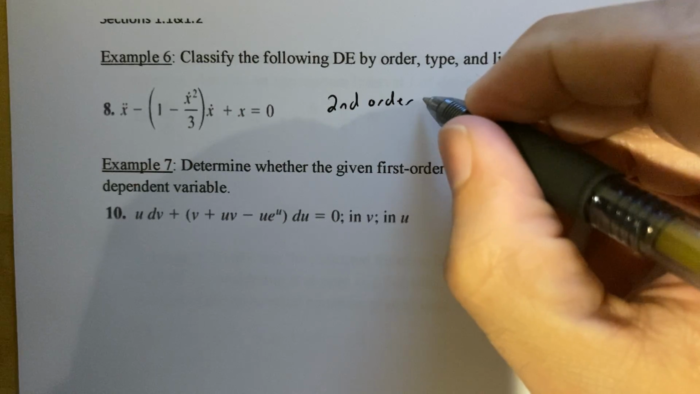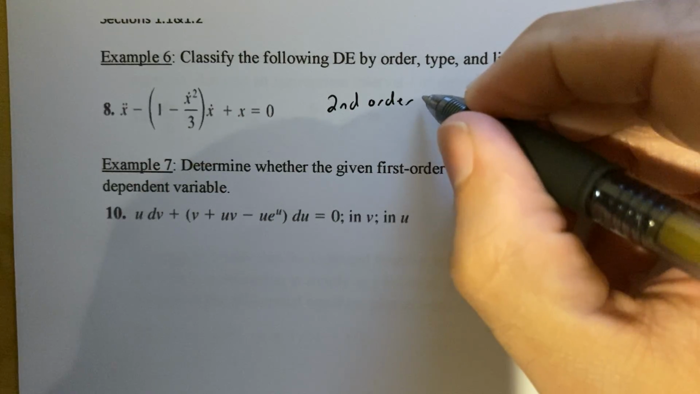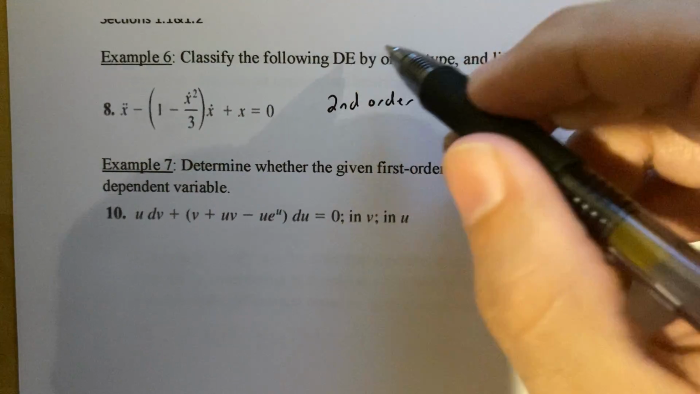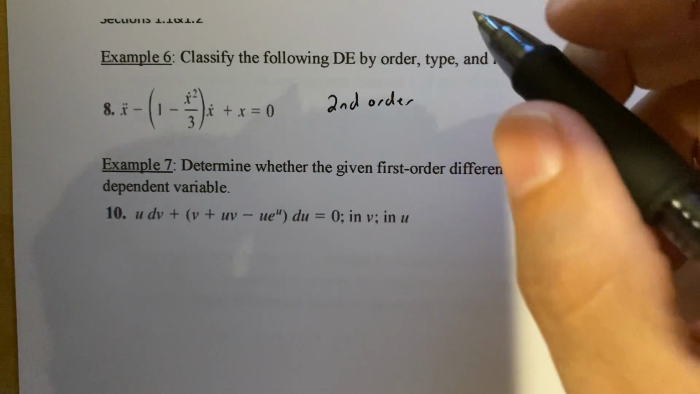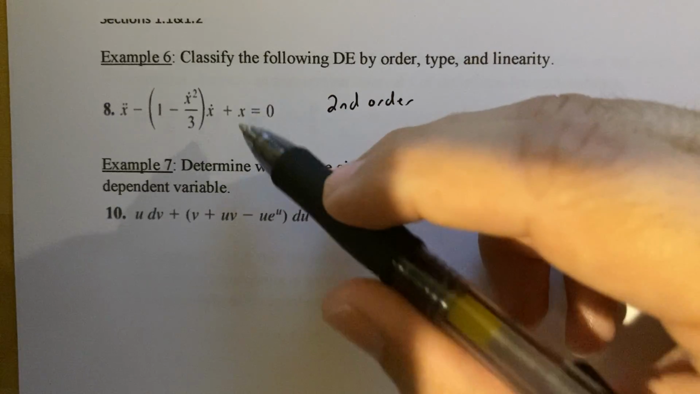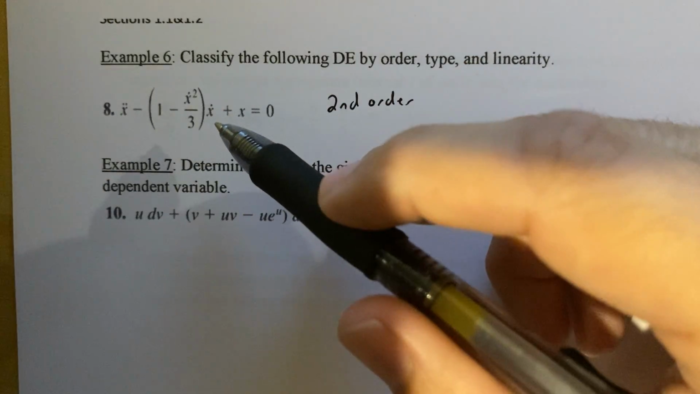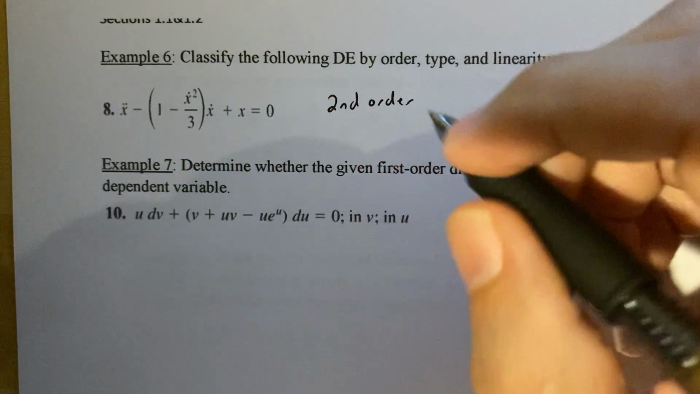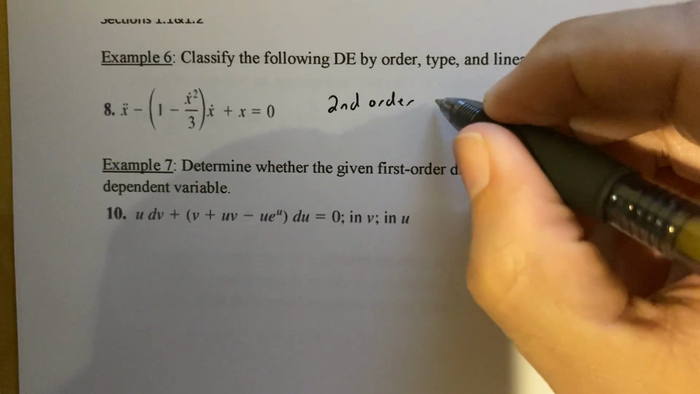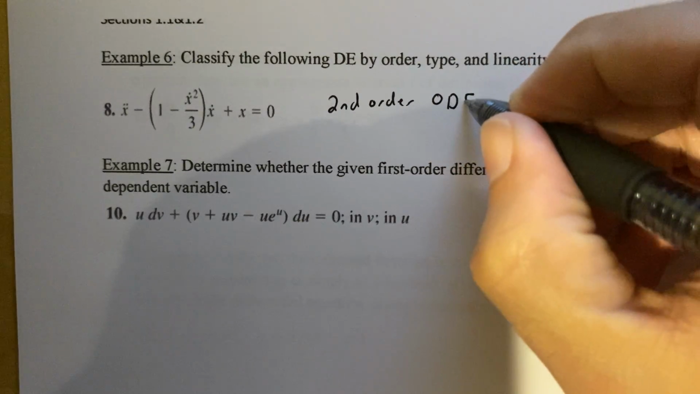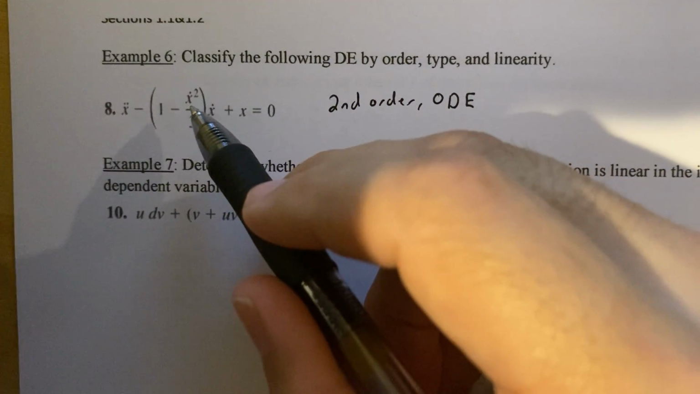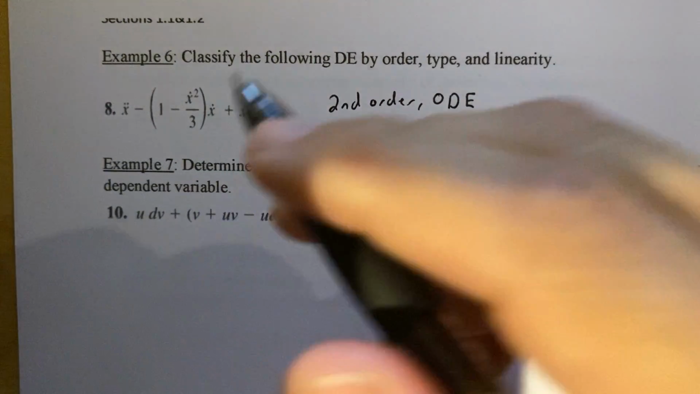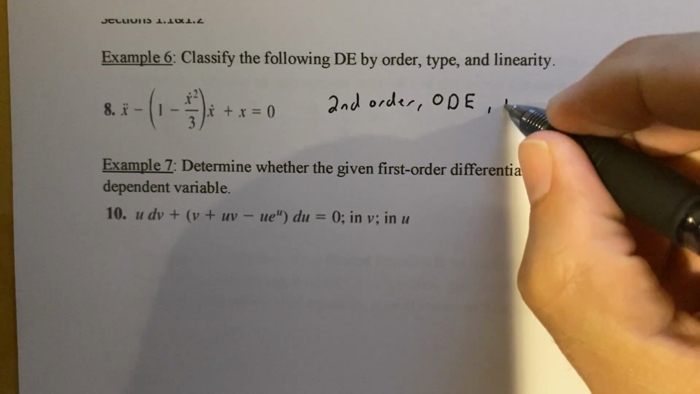And then, is it an ordinary differential equation or a partial differential equation? We can go ahead and say ordinary, because these are all going to be with respect to the same variable, like having y prime or y double prime. So it's an ordinary differential equation. And this is going to be second, our first derivative squared. Can't have that, so it's nonlinear.